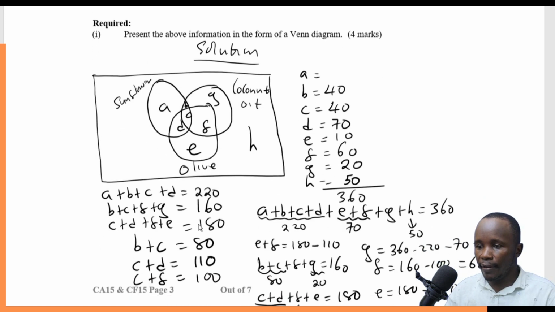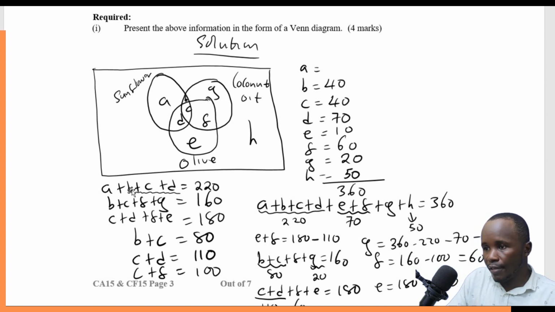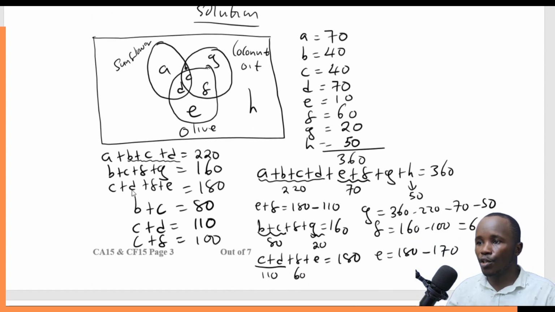How do I get A? I can substitute in the first equation. I know B is 40, C is 40, and D is 70. When you add all those, you get 150. So what is 220 minus 150? It means A is 70. Correct. Having obtained all these values, your Venn diagram is complete.